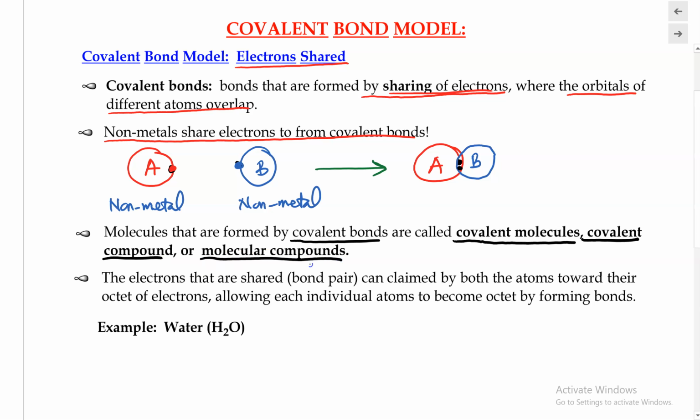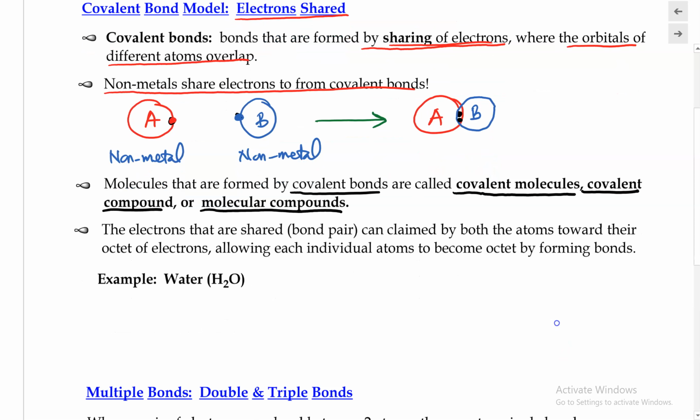Those are some of the terminology that we can use to describe chemical substances that have covalent bonds between them. And notice the following. The electrons that are shared between the two atoms, we call that a bond pair. A bond pair is basically a pair of electrons that have been shared between two atoms. Both of those electrons can be claimed by both of the atoms toward counting their octet of electrons. And therefore, this allows each individual atom to become an octet as they are forming a chemical bond.